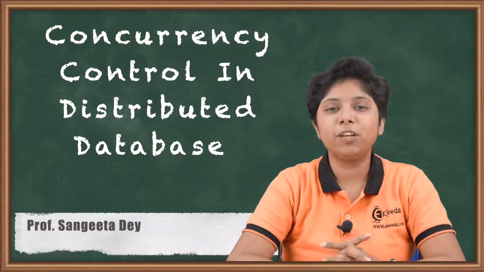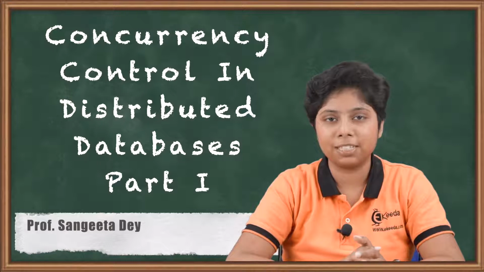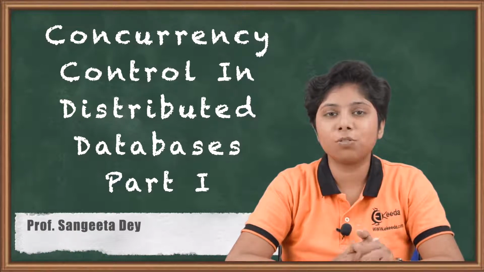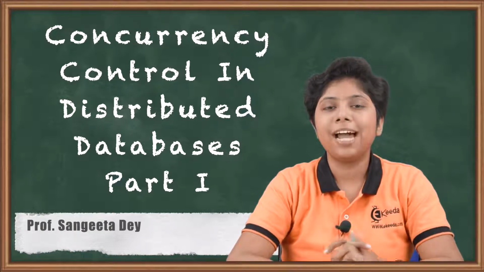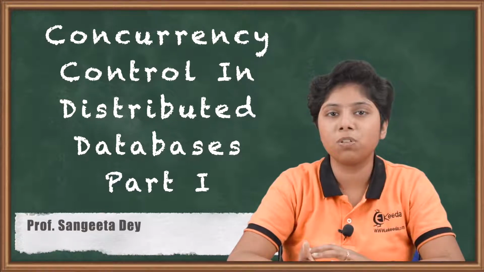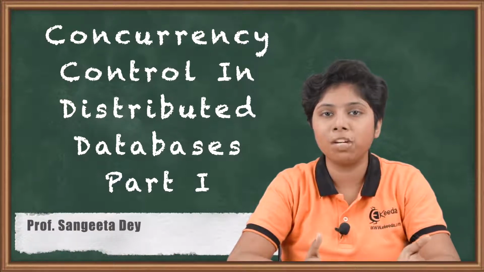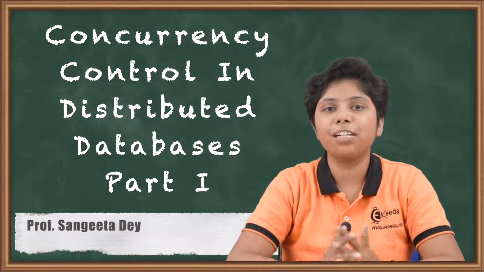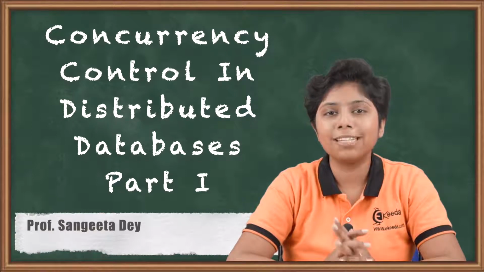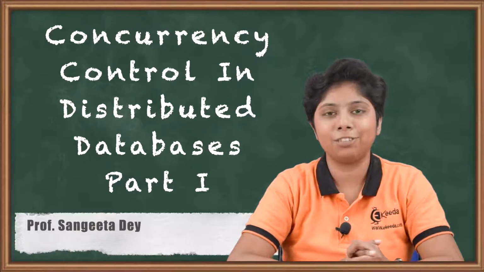Hello friends, today we will discuss concurrency control in distributed databases. We will first discuss the locking protocol and different types of locking like single site locking, distributed site locking, majority locking, biased locking, primary copy of pages, and finally we will introduce the weaker degree of consistency that we can control on this concurrent execution.